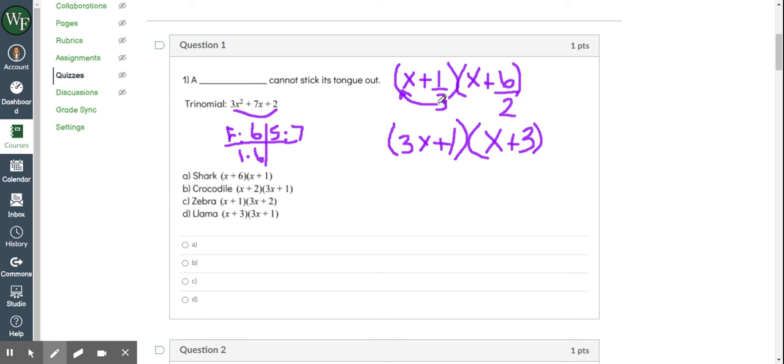If it's not divisible, you would simplify, change it back into a fraction, and slide or bottoms up whatever the bottom number is in front of the x. So my factor pair is here, letter D, right? Because I have x plus 3 as the first factor, that's this one, and then 3x plus 1, that's this one. So a llama cannot stick its tongue out. So you would pick D.